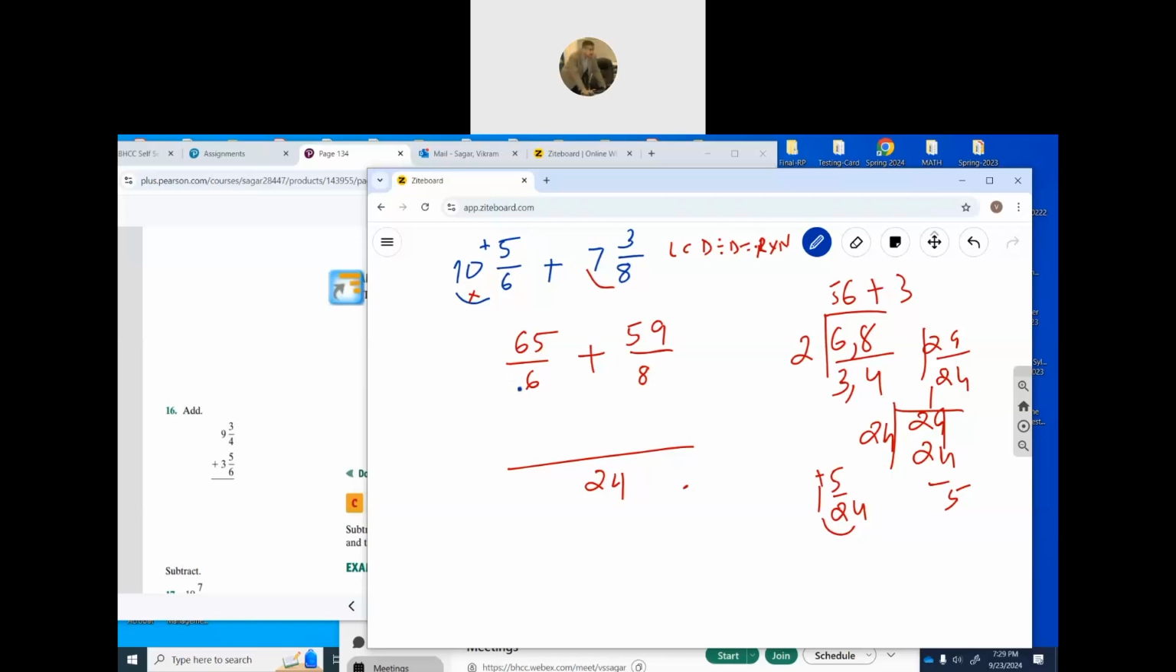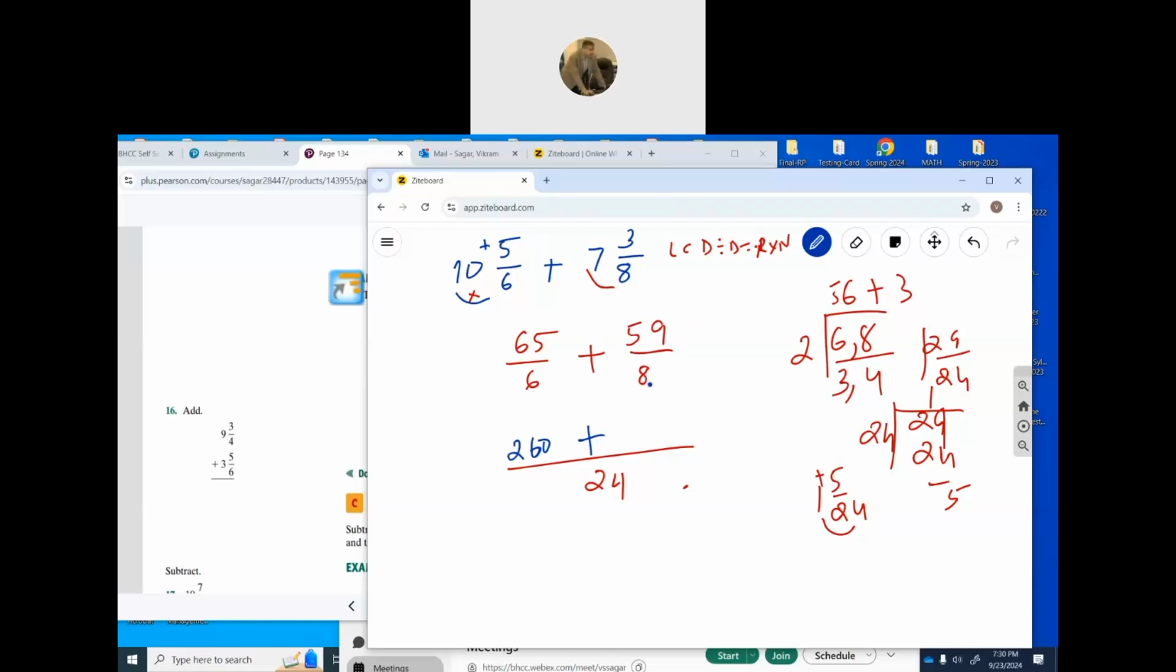Okay, so now 24 divided by 6, which is 4. Same thing, my LCD. 4 times 65, which is what? 260. Okay, very good. And this is a plus, right?